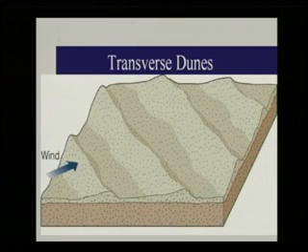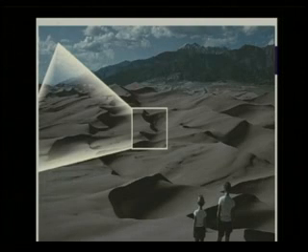Here is a transverse dune. Note that it's at 90 degrees to the direction of the wind. Here are transverse dunes at Great Sand Dunes National Monument in Colorado. What's the wind direction? Remember, it's going to be at 90 degrees to the ridges. You should also be able to pick out that leeward face, the steeper face, that is downwind. And there we go. The direction of the wind is from the lower left of the photograph.